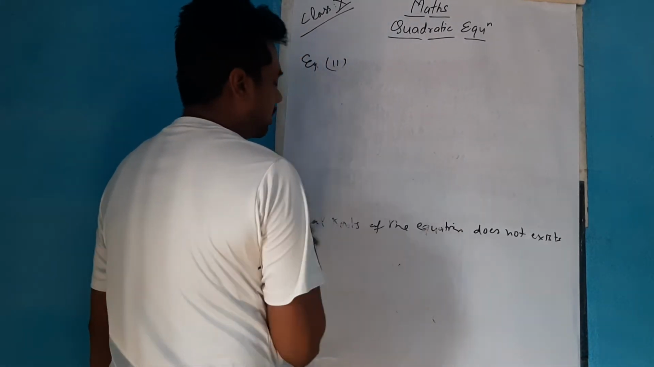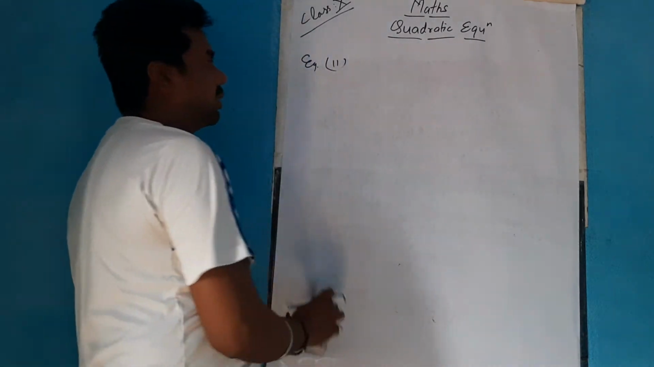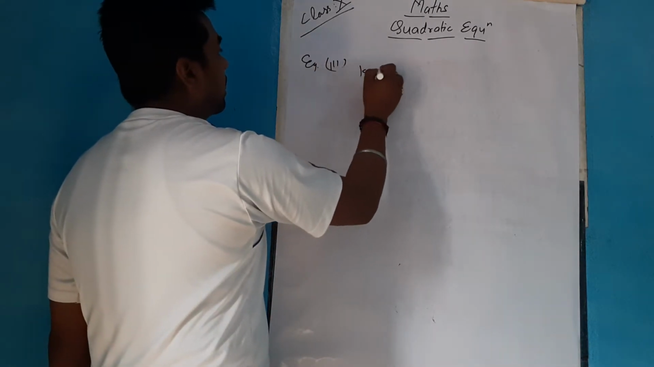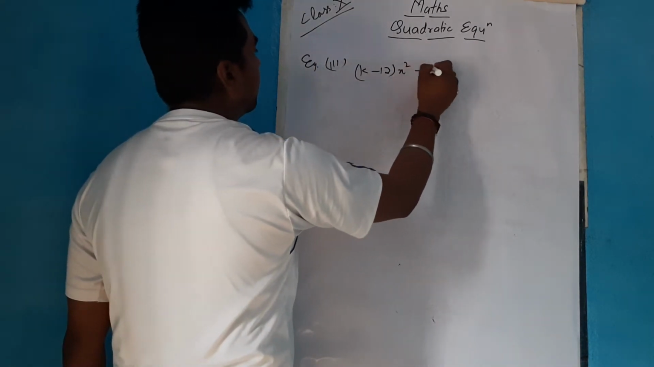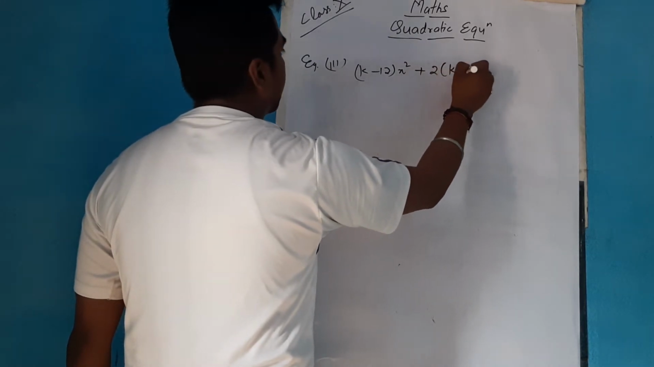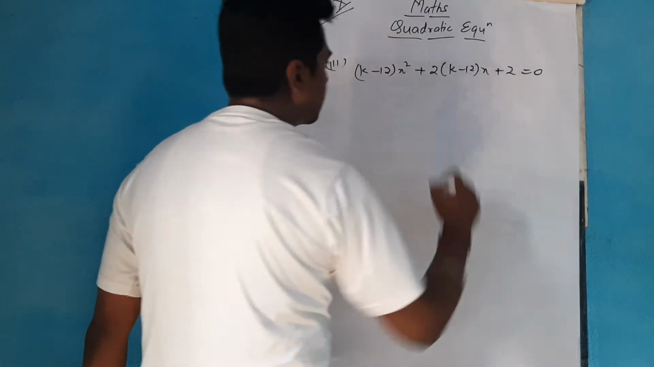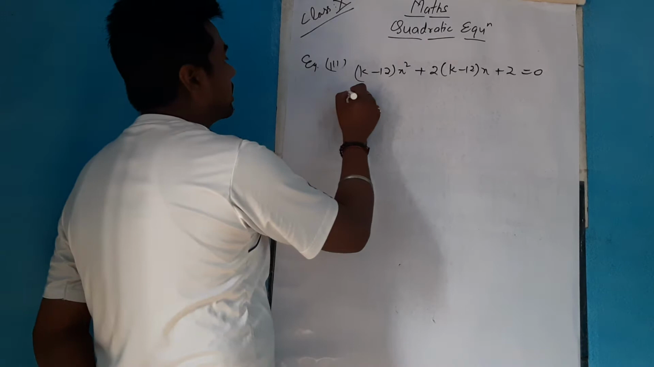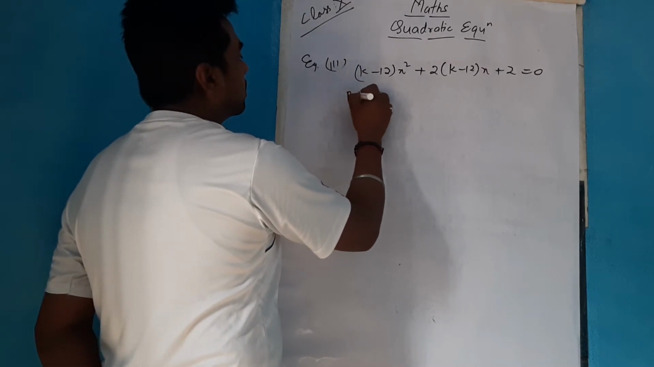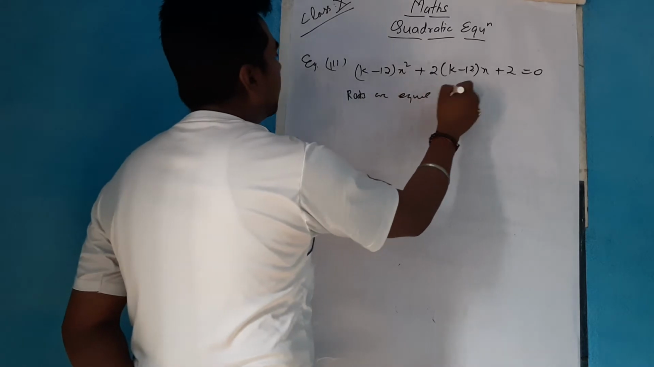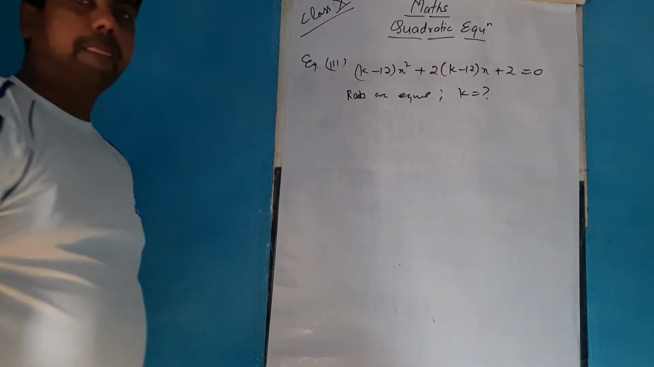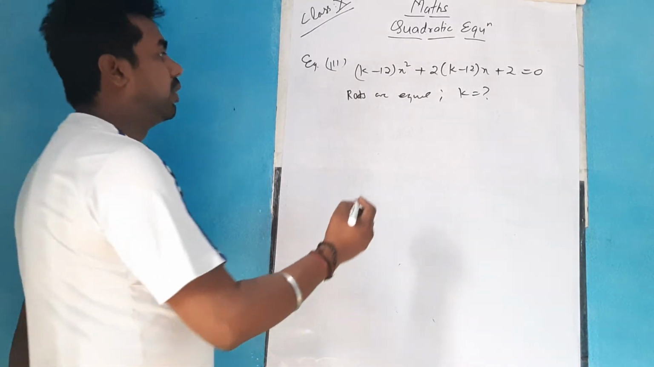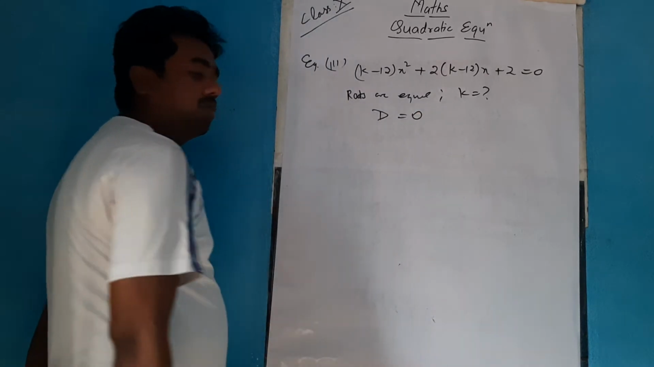Now I am showing you one more example, which will be on the basis of k, to find the value of k. The question is k minus 12x square plus 2 times k minus 12x plus 2 equals to 0. It says that roots are equal. Then you have to find the value of k. When it is already mentioned that the roots are equal, you will directly go to the condition: roots are equal when d is equal to 0.